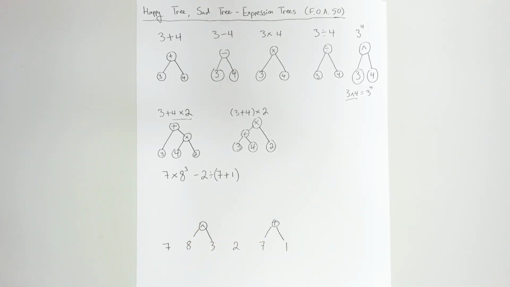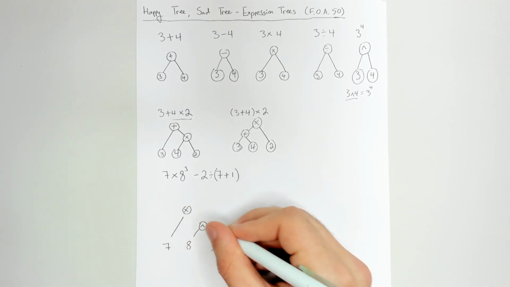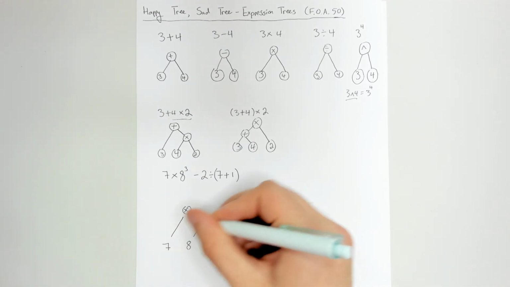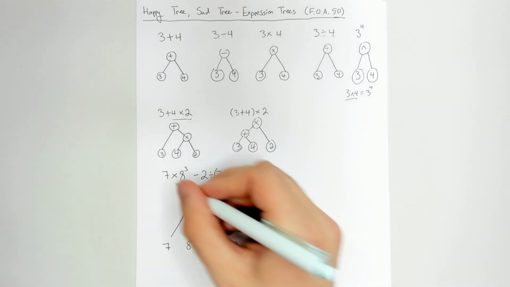All right, now we have multiplication and division. Doesn't matter the order we do them. 7 times 8 cubed, so we're going to be combining this 7 with the result of this exponentiation subtree, we could call it. And that represents this piece here.